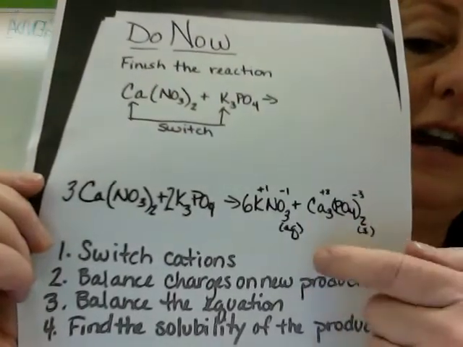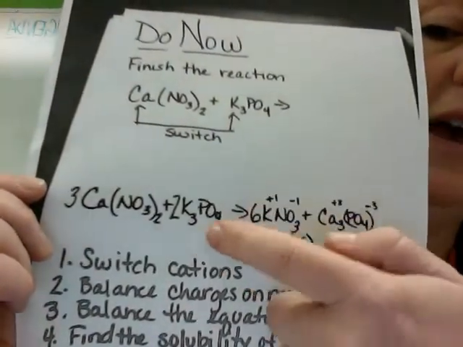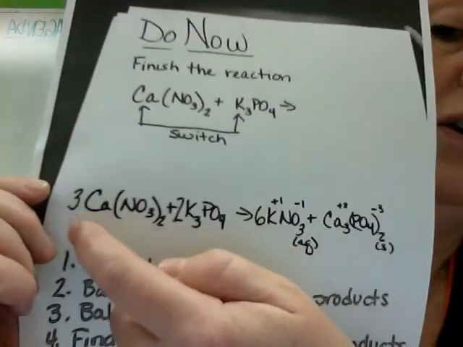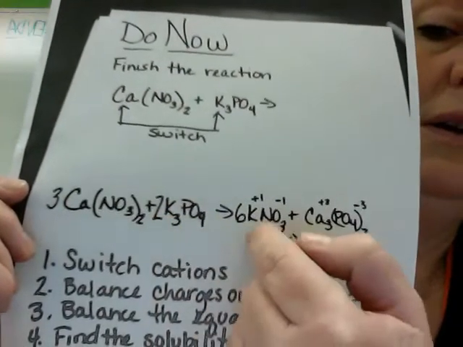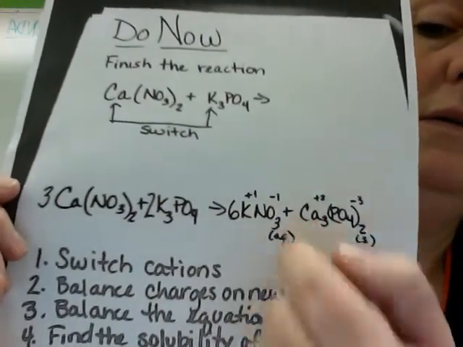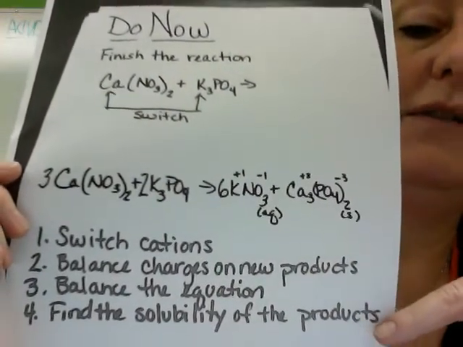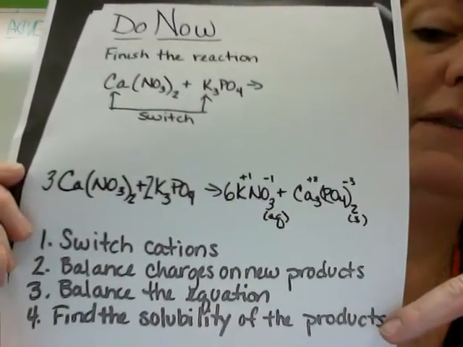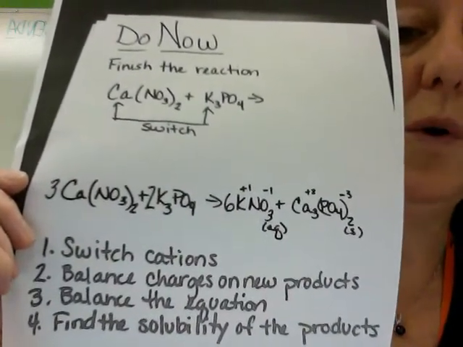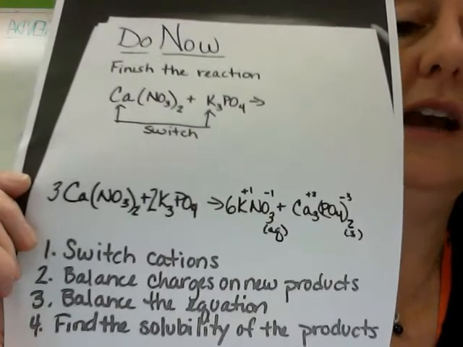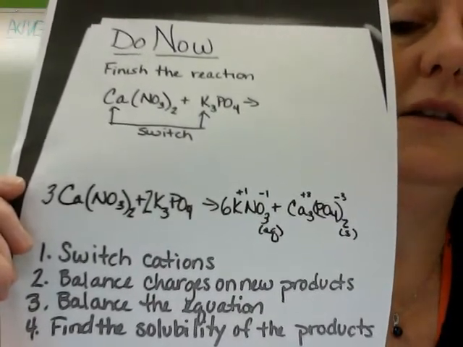All right, third is to balance the equation. So you balance your equation and we find out the coefficients are 3 and 2, 6 and 1. And then last but not least, using that new chart I gave you, the solubility chart, we have to find out: is it aqueous, meaning it's dissolved in water, or is it a solid? You saw the solids, so you know that some of these reactions made solids.